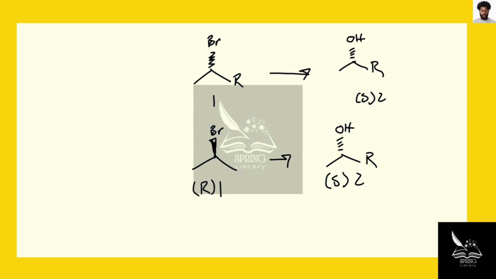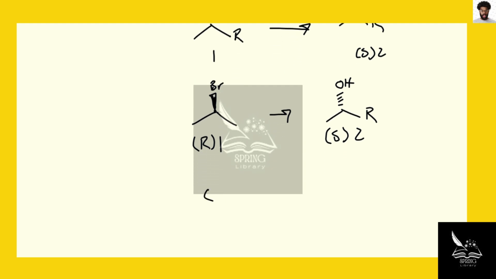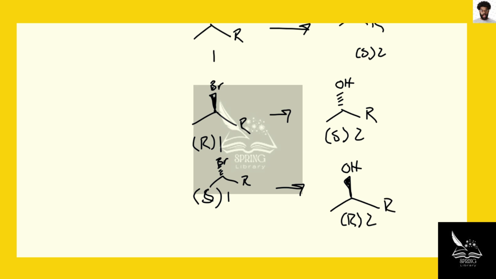We don't have a catalyst for taking S1 to R2. But it's not impossible to get some of our, right? We have an equal mixture of R1 and S1. We have 50% R1, 50% S1.